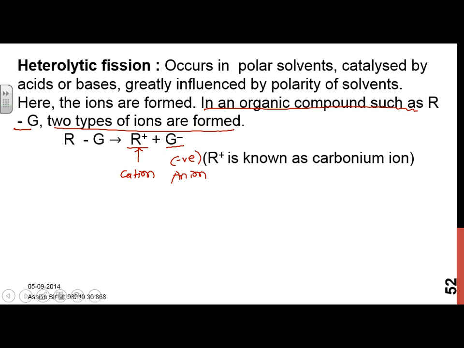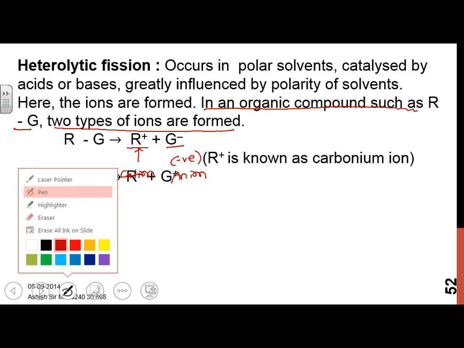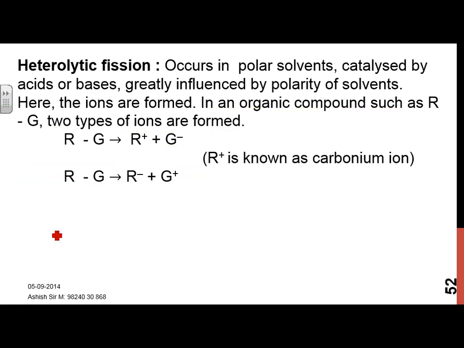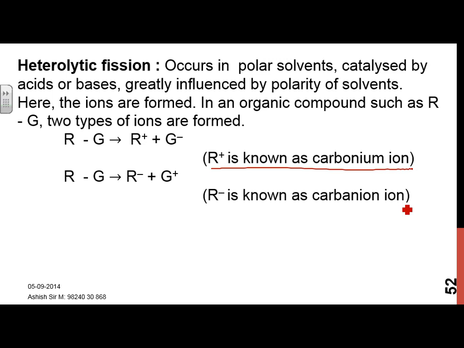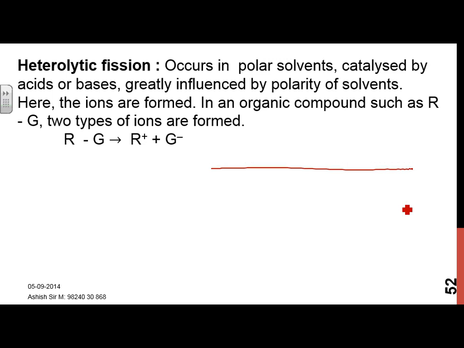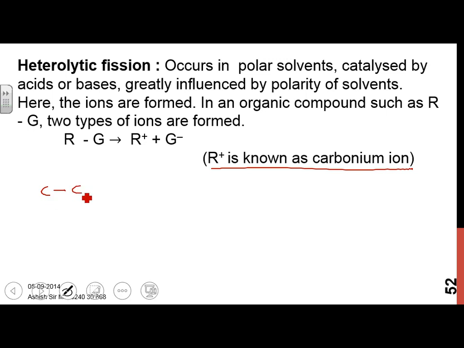Here, this R plus is known as carbonium ion. Let me explain what that means with one example. Suppose I have a compound like this. We call it chloromethane.